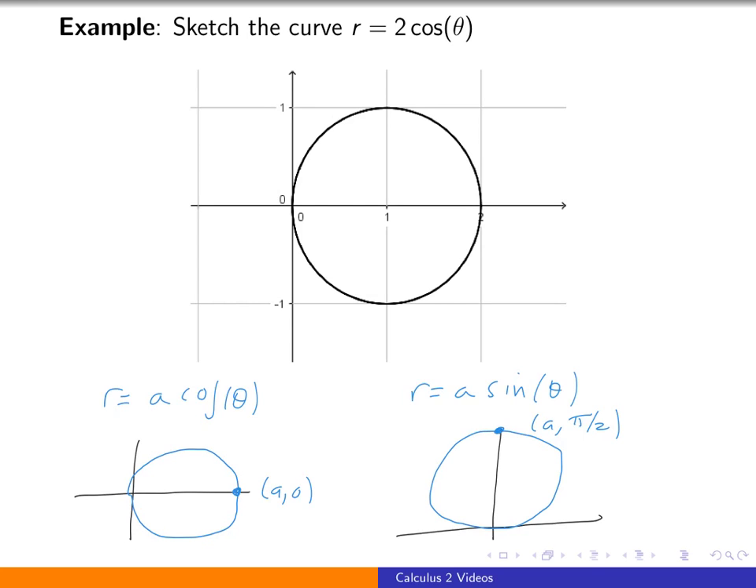So r equals a cosine theta and r equals a sine theta both represent circles, and these are definitely equations that we would want to be familiar with as they do appear somewhat frequently.